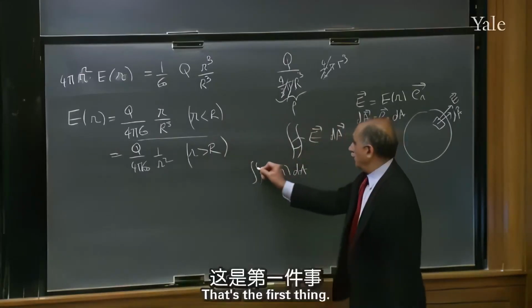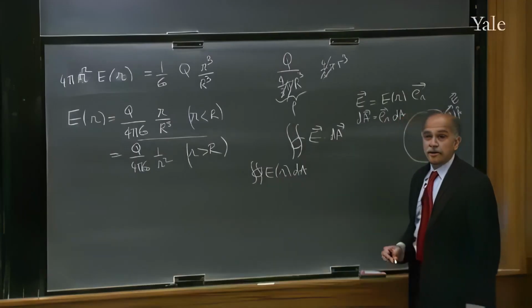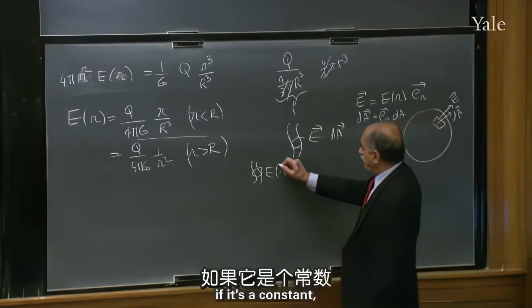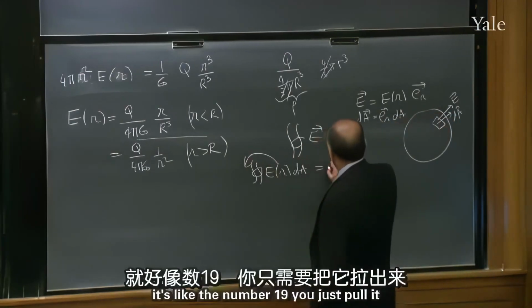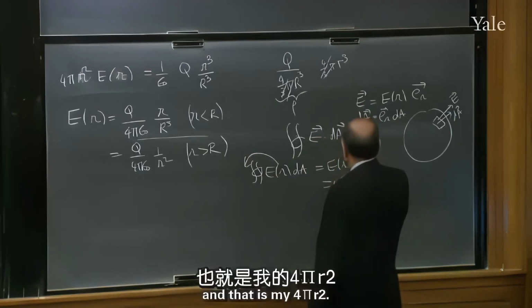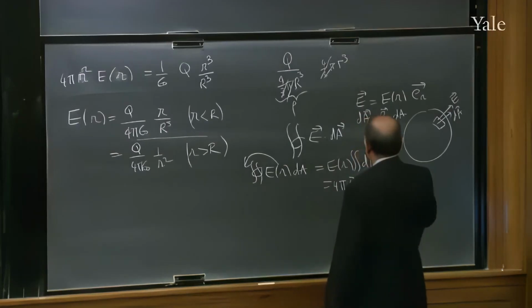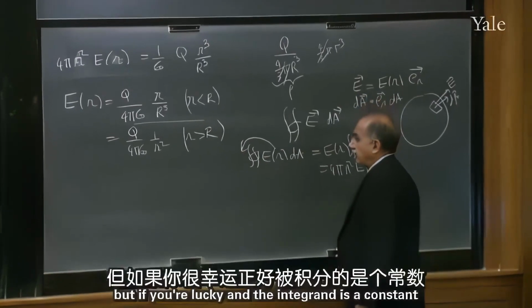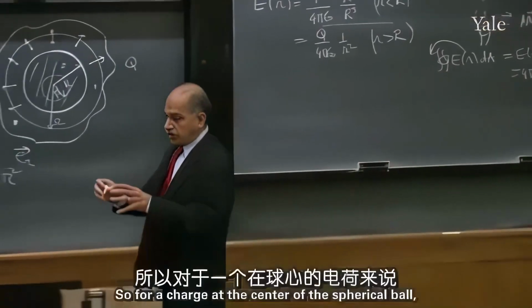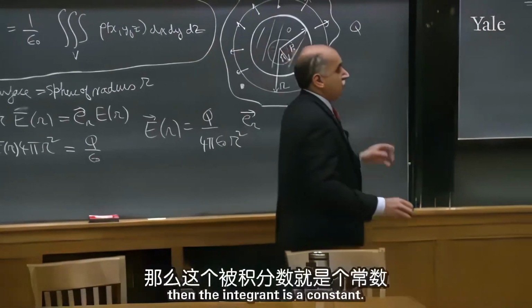That's the first thing. You still have to integrate over the sphere, but E of R is a constant on the sphere because it depends only on R. So throughout the whole sphere, if it's a constant, you just pull it out, then you get E of R times the integral of dA, and that is my 4 pi r squared. So in general, you have to do an integral, but if you're lucky and the integrand is a constant, then the integral is trivial. So for a charge at the center or a spherical ball, and if you went to a sphere, then the integrand is a constant.